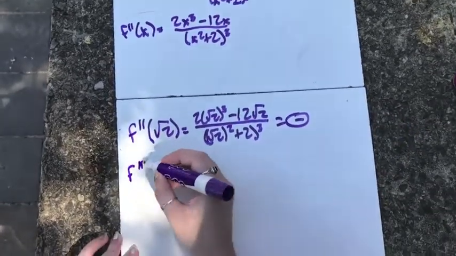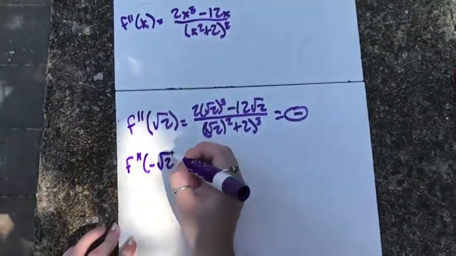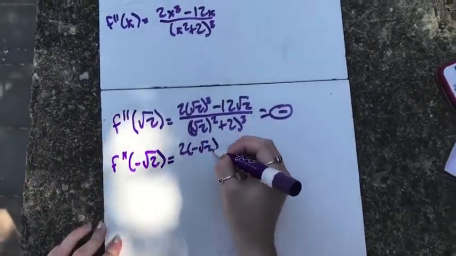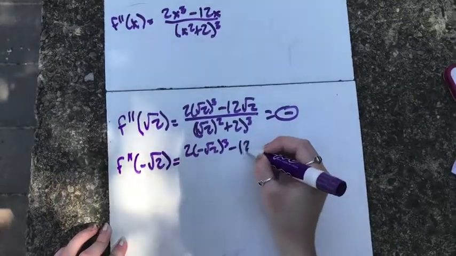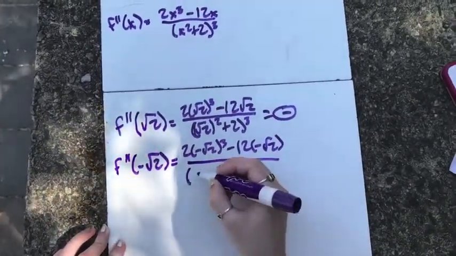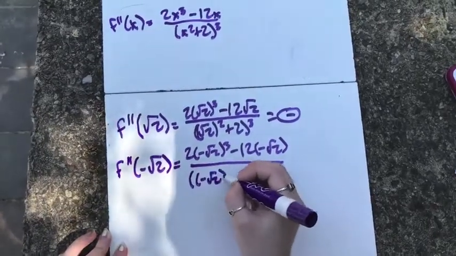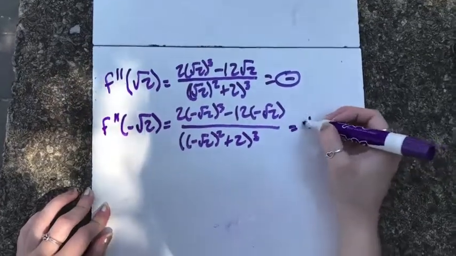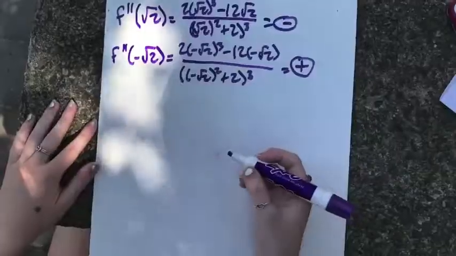Then you have to do f double prime of negative square root of 2, which equals 2 times negative square root of 2 to the 3rd minus 12 times the negative square root of 2 all over the negative square root of 2 squared plus 2 to the 3rd. And this yields a positive number.